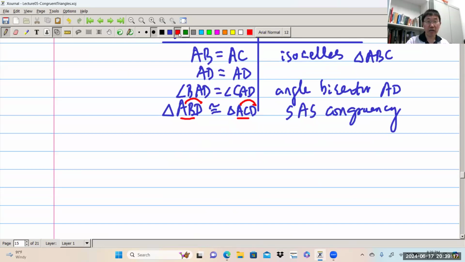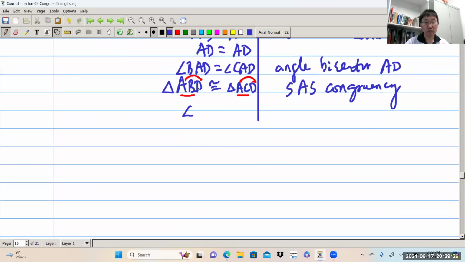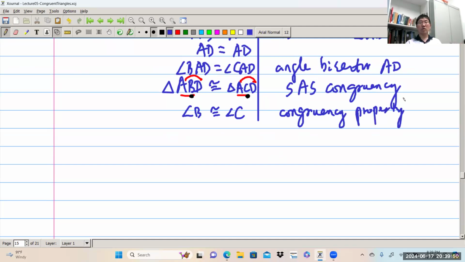We're not done yet. So then you can make a claim. Finally, because these two triangles are congruent, we can claim angle B, which is right here, should be congruent to this angle here, angle C. Angle B is congruent to angle C. This is by the definition of congruent triangles, the congruence property. Okay, so that's the proof.